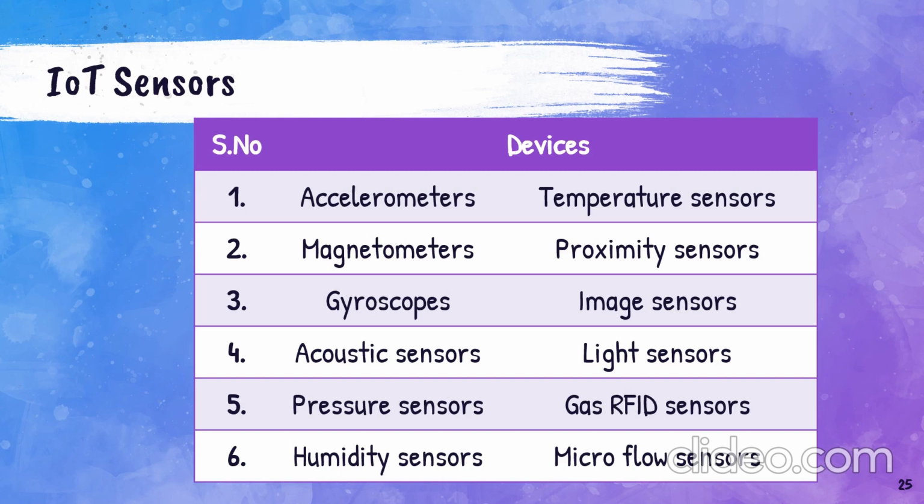Accelerometer, magnetometer, gyroscopes, acoustic sensors, pressure sensors, humidity sensor, temperature sensor, proximity sensor, image sensor, light sensor, gas, RFID sensor, and microflow sensors. These are the sensors which are widely used in IoT based technology.